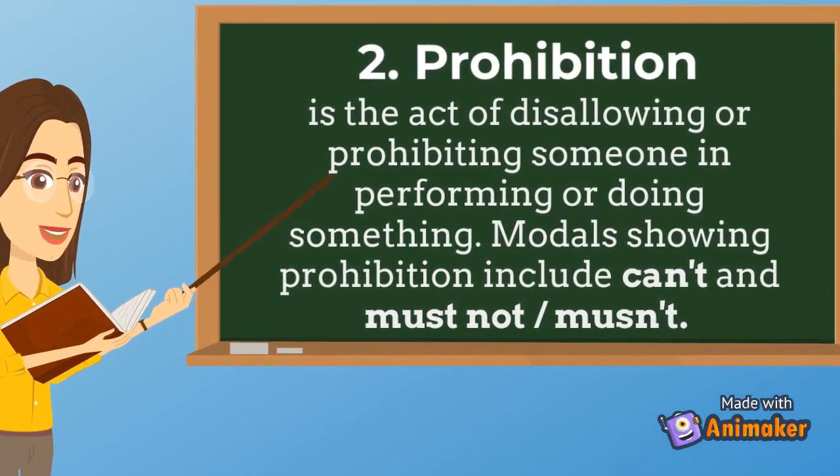The next function of modal is prohibition. Prohibition is the act of disallowing or prohibiting someone in performing or doing something. Modals showing prohibition include can't and must not or mustn't.